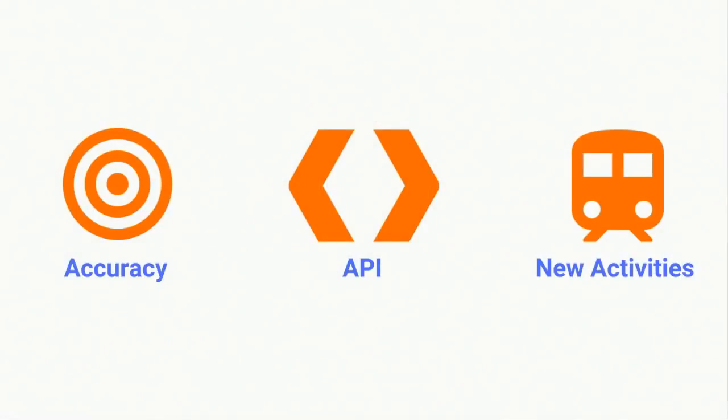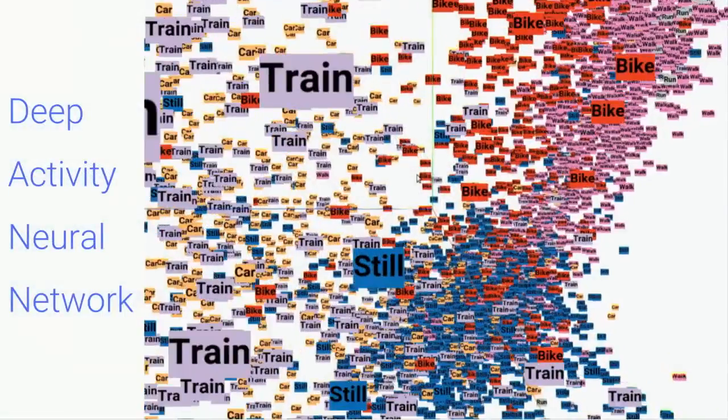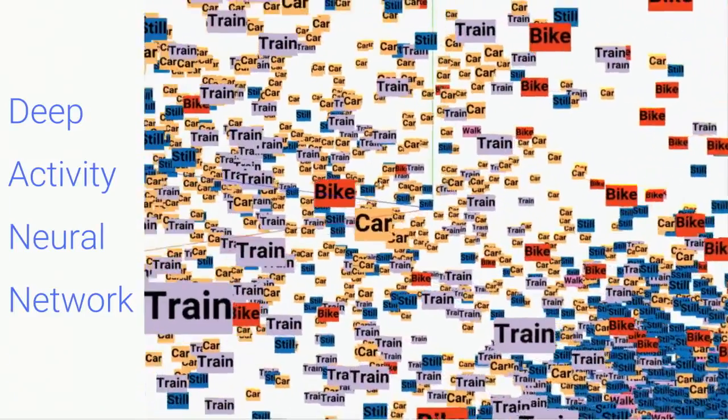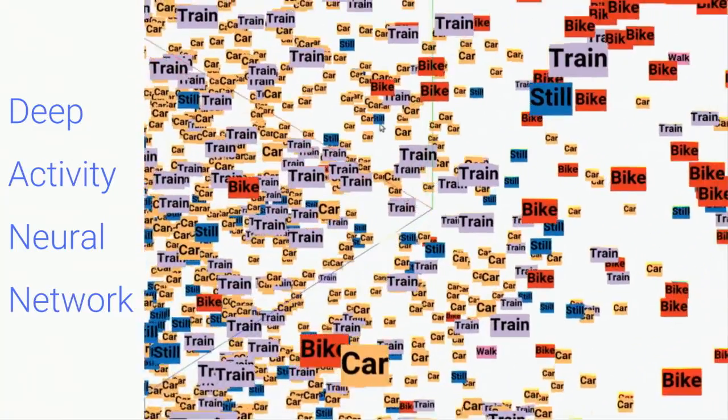Today, I'd like to talk to you about some upcoming improvements to our accuracy, some simplifications we're making to our APIs to make them much easier to use, as well as some new activities we'll be detecting. So let's start with accuracy improvements. The world of machine learning has seen some amazing results from the use of deep neural networks, and activity recognition is no exception. We've developed a deep activity neural net, which significantly improves the accuracy of activity recognition. This makes it much easier for you to build contextual applications, and it also looks really cool.